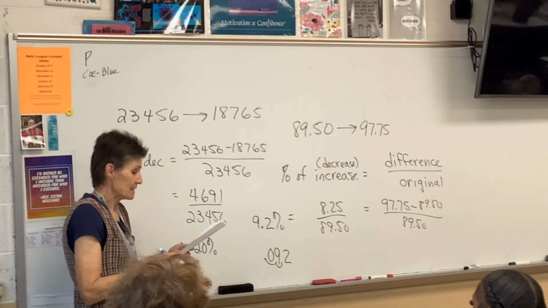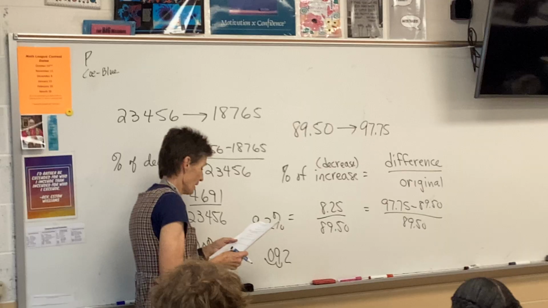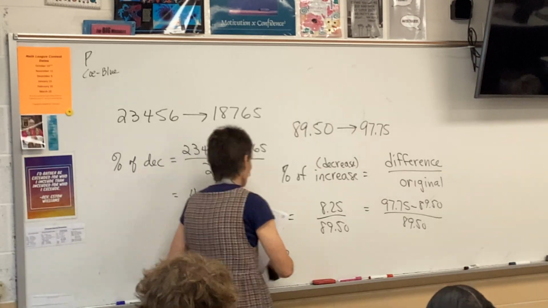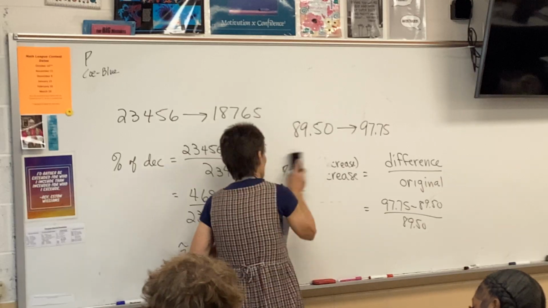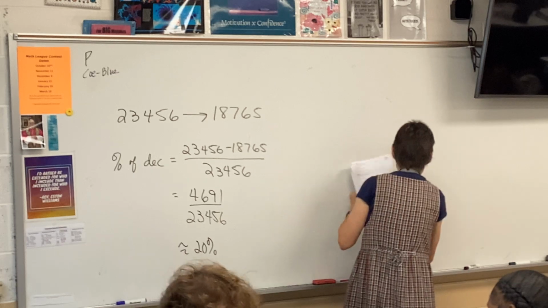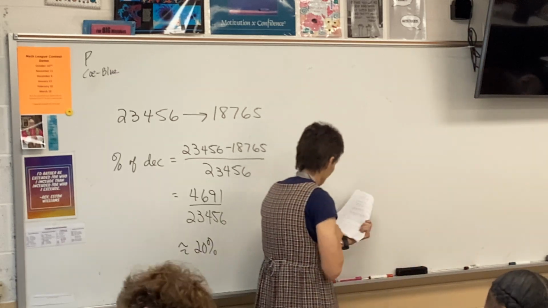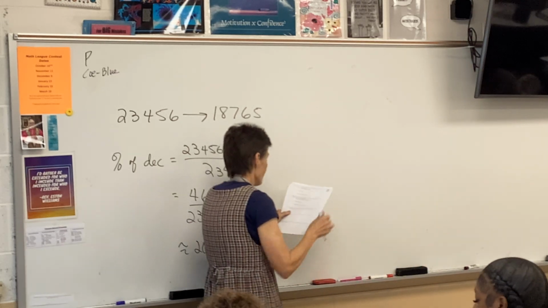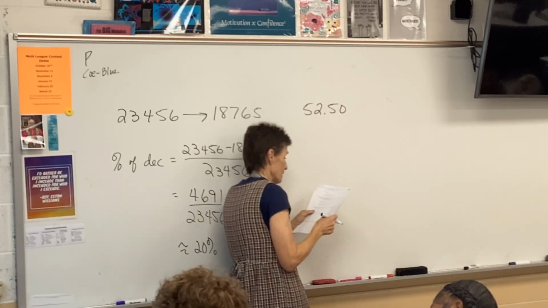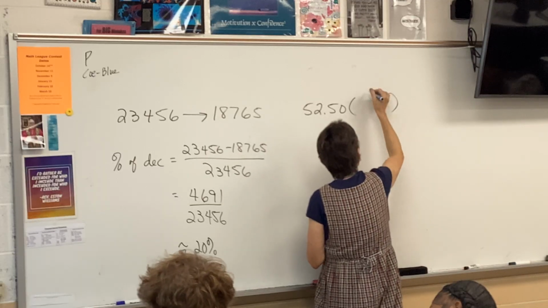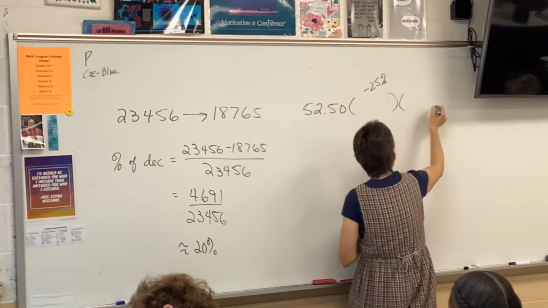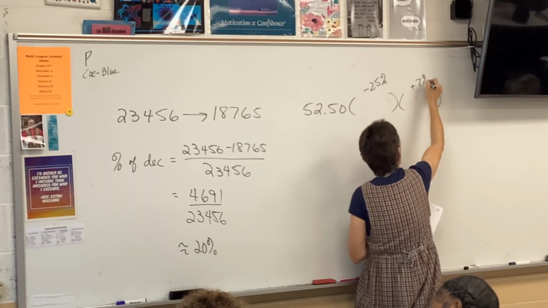Alright, sticking with the theme of money, I'm going to go to letter F next. We'll get them all, I promise. But I want to go to letter F next. We have a sweater that costs $52.50. It's on sale for 25% off. And there's a 7% tax.